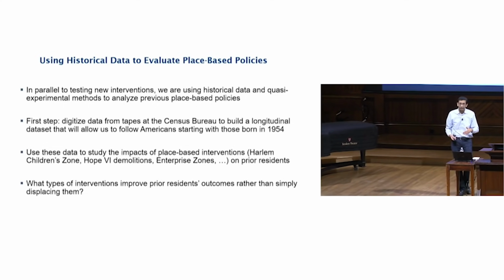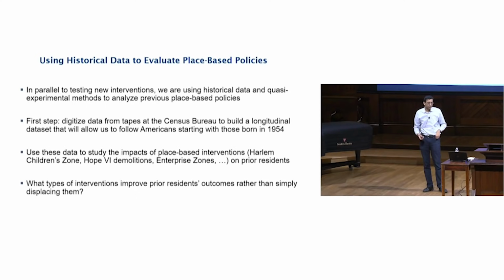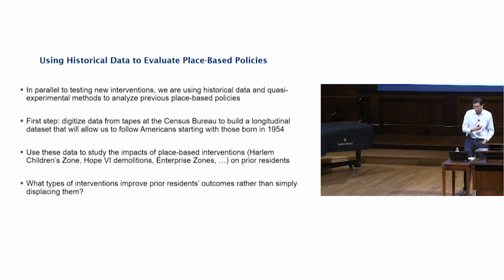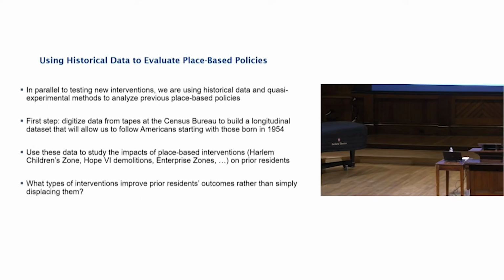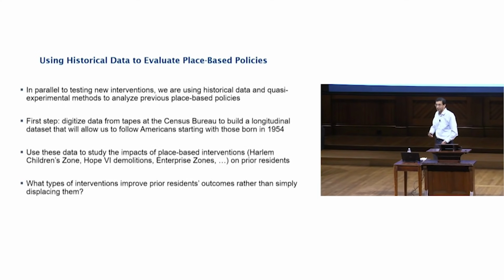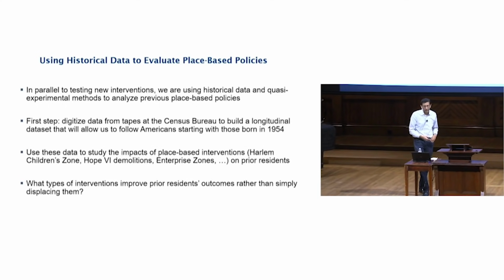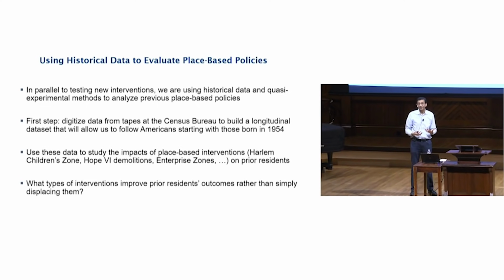So now, in parallel to testing new interventions, we're also trying to learn from historical data using quasi-experimental methods to analyze previous place-based policies. And so to give you a sense of how this sort of historical research works, the first step in doing this analysis is to actually construct the data to begin with.